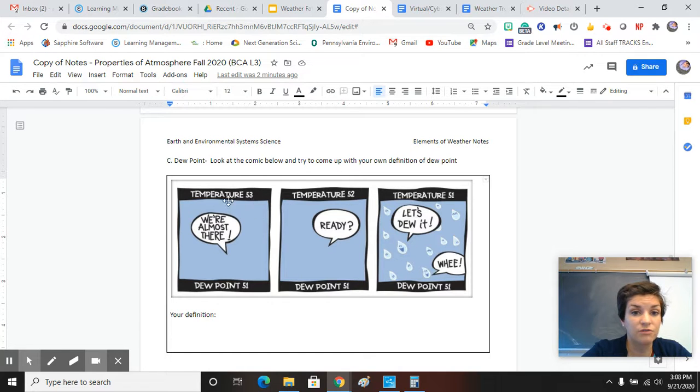You can see here, the air is saying we're almost there. The regular temperature is 53. The dew point is 51. Here it gets cooler, right? Temperature is 52. Its dew point's still 51. They're getting closer together. Ready? And then once those temperatures are the same, condensation can happen. There's a little rain droplet.